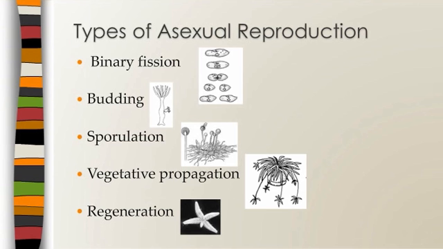Binary fission occurs in single-celled or unicellular organisms. This occurs when cells simply split in half. The picture is shown for you. The next type of asexual reproduction is called budding.